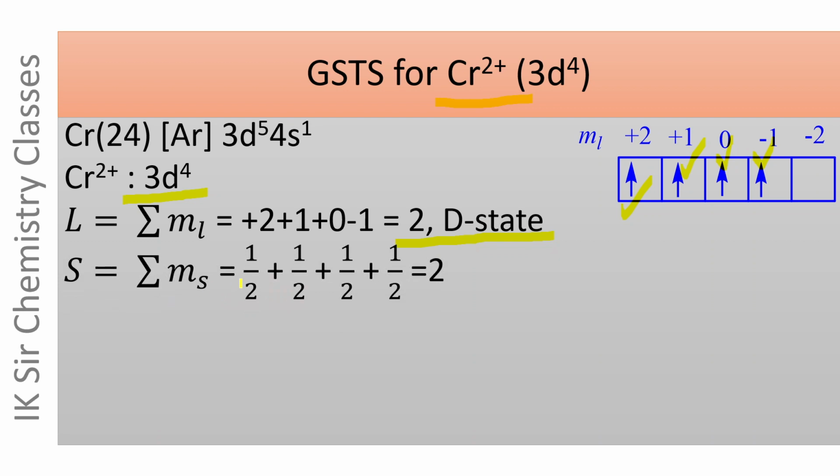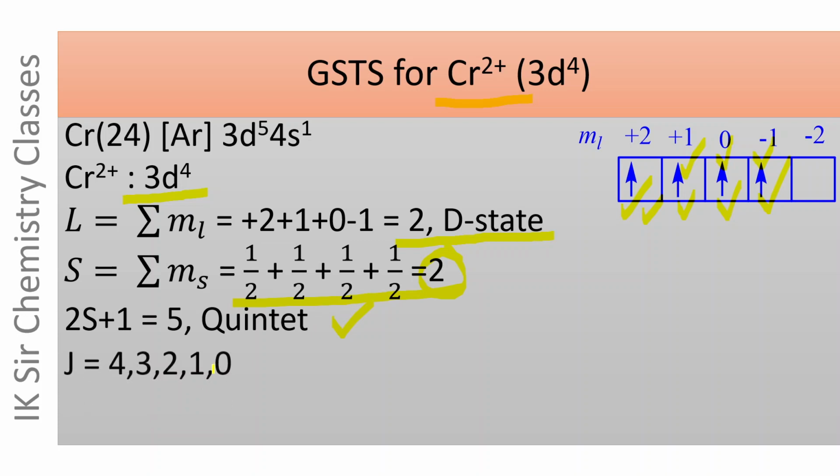Capital S is the summation of ms values: +1/2, +1/2, +1/2 and +1/2, it will be equal to 2. 2S+1 will be equal to 5. The spin state is quintet. The value of J varies from L+S, that is 4, to L-S, that is 0. The value of J will be 4, 3, 2, 1, 0.